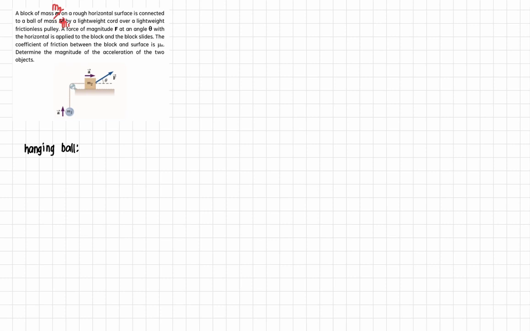So here, the two objects are connected to each other by a string, and the force here is exerted, making an angle theta, so that the two masses are pulled. So the hanging ball will accelerate upward, and the block of mass m will be accelerating in the direction of the force, the horizontal direction. So the hanging ball m, what are the forces involved here?